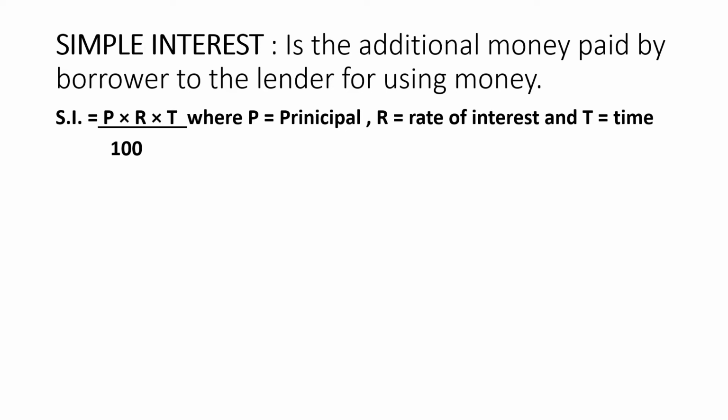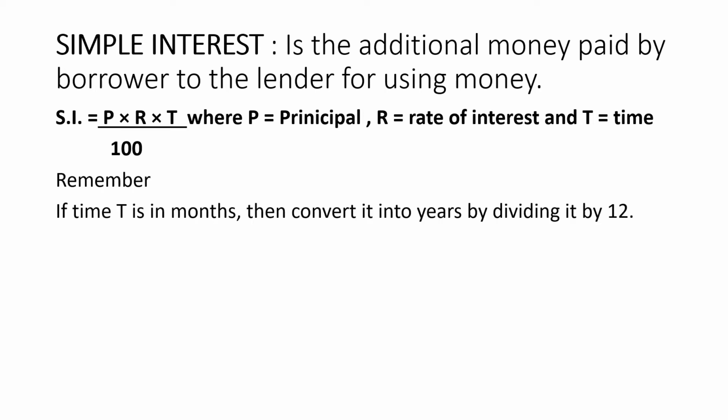The interest on rupees 100 for 1 year is known as the rate of interest per year, or rate of interest per annum. And the period of time for which the principal is kept with a bank or a borrower is known as the time period, denoted by T. Now remember these things. If time is in months, you have to convert it into years by dividing it by 12, because 1 year is equal to 12 months.